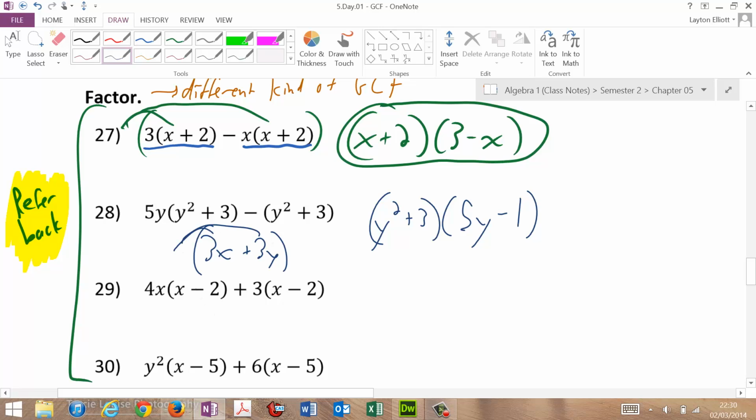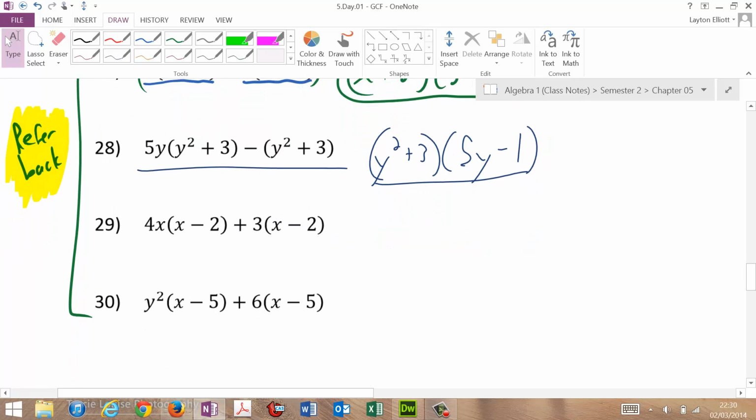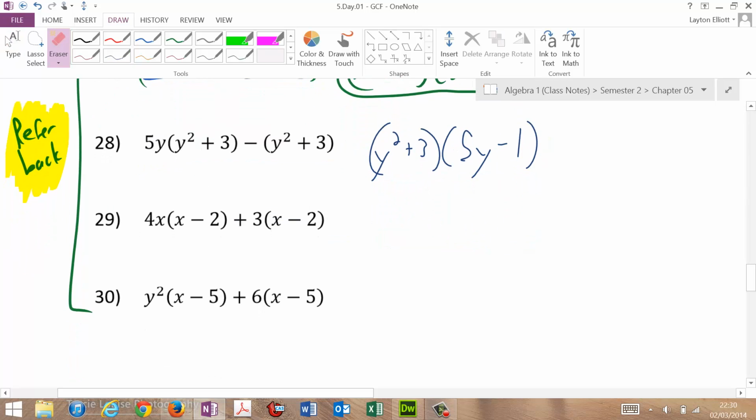It got duplicated because of the distributive property of multiplication across a subtraction. Just like if I were to take this and multiply it in here, and then in here, you would see it twice because of the distributive property. So this is identical to the original one. Now, let's go look at number 29.